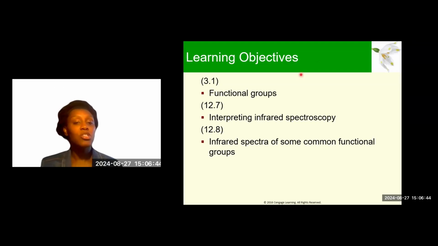All right, you guys. So let's get started. Today, we're going to actually talk about functional groups in greater detail, as well as discussing how to use infrared spectroscopy and how to interpret it.